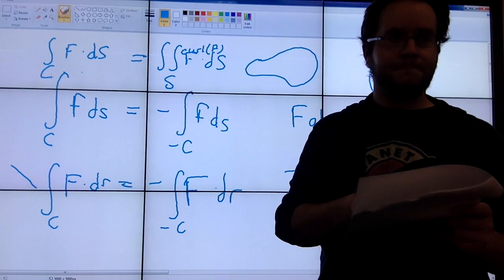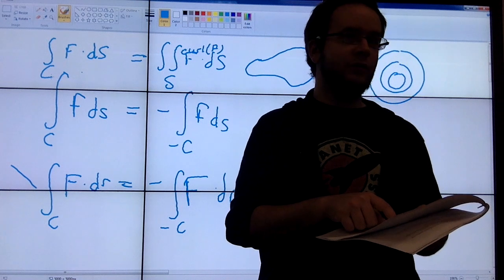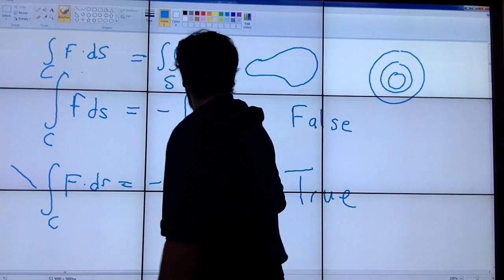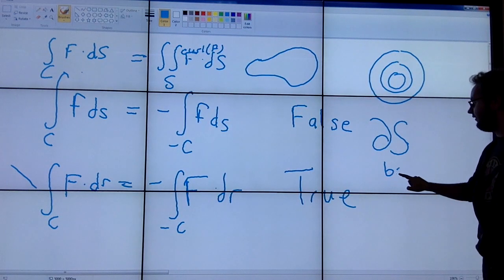What does it say? Looks like partial derivative of S, doesn't it? Has anyone seen this notation before? What it means is the boundary of S. So whenever you see this, it means the boundary of S. It doesn't mean partial derivative.